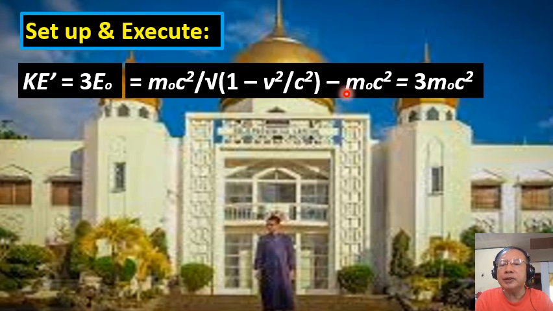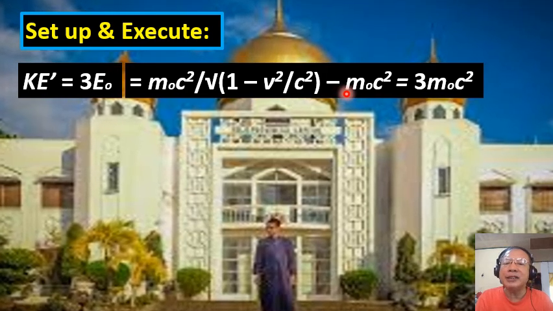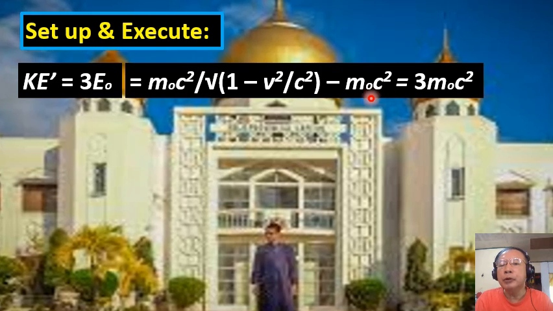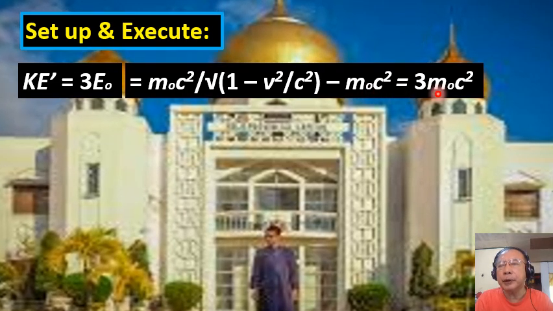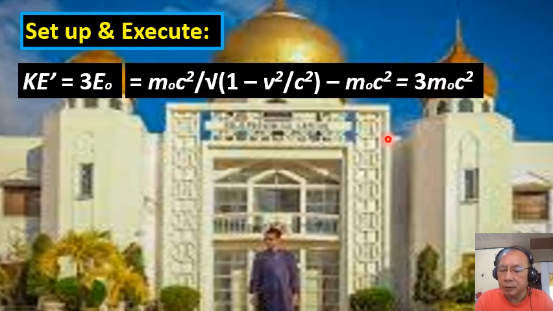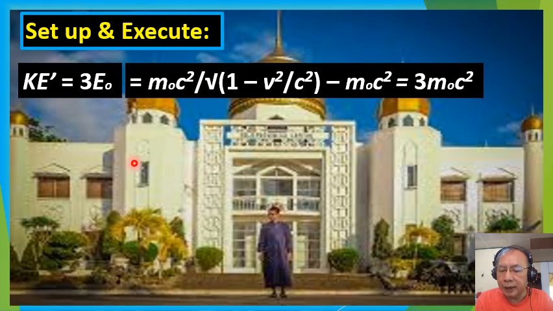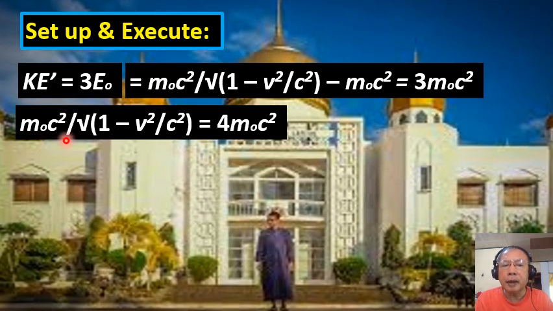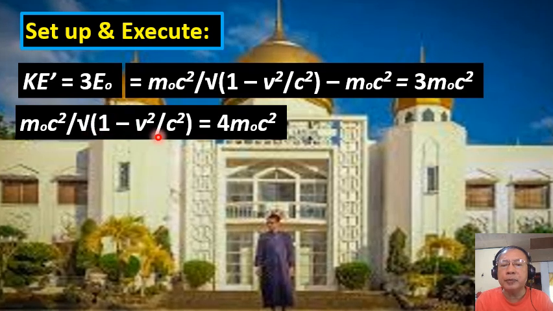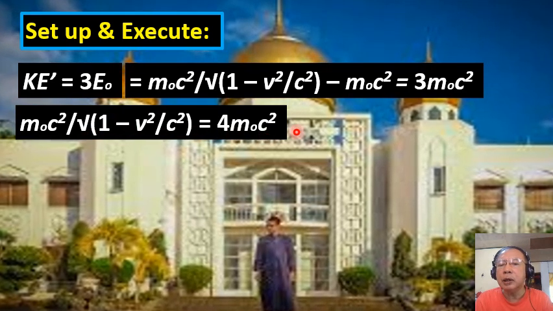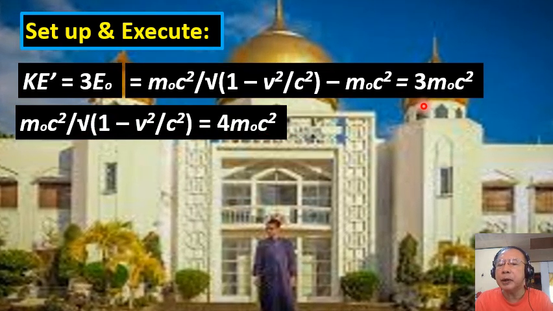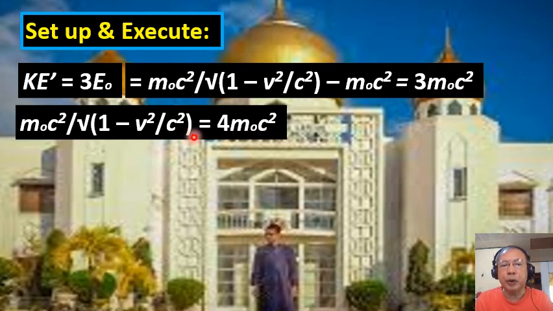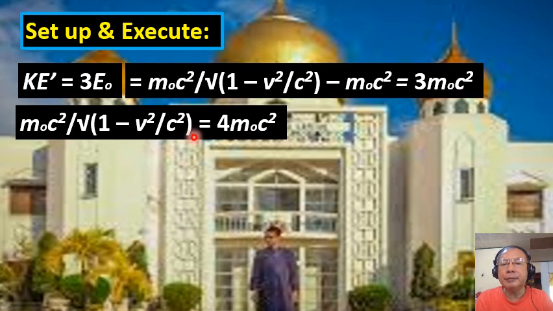So when we start simplifying this equation, all right, we first move or transfer m naught c squared to the right side of the equation, all right, and get m naught c squared over square root of 1 minus v squared over c squared equals the sum of m naught c squared and 3 m naught c squared, which is 4 m naught c squared, all right?